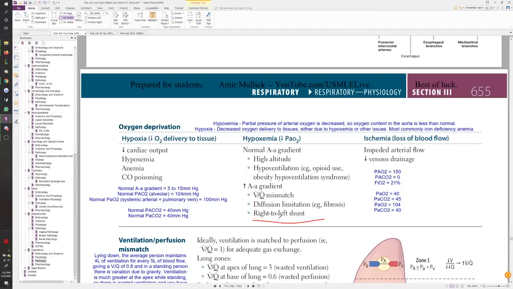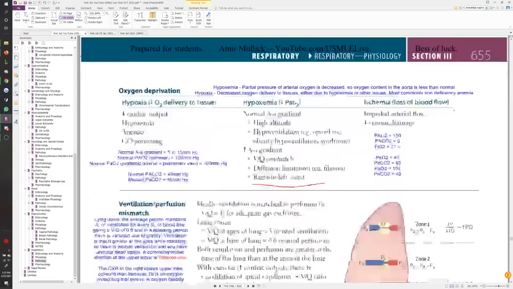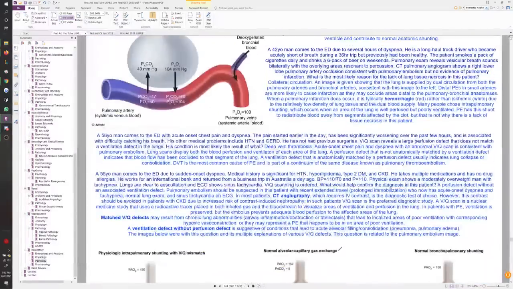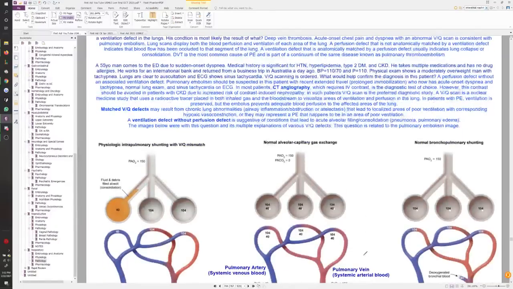So those are all your cardiac shunts. This is a respiratory shunt that causes the right to left shunt, taking blood from the right heart to the left heart. So that's all deoxygenated blood, right? That causes an increase in the AA gradient.